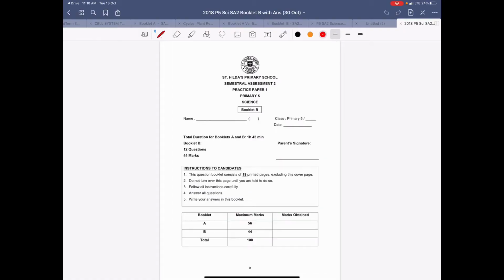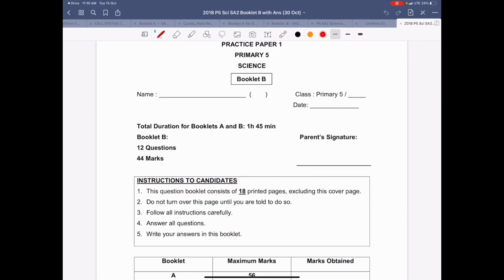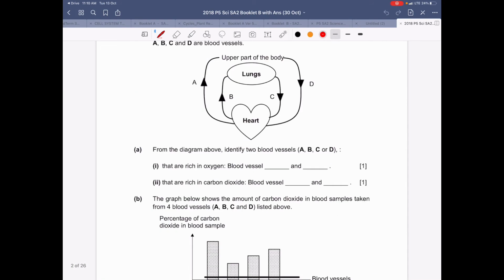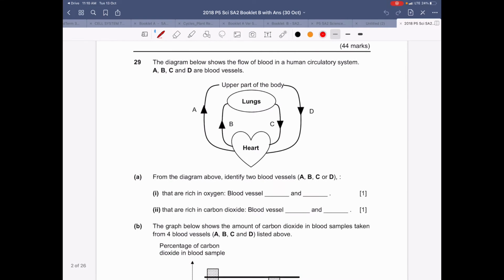Alright, let's go. Okay, so we're looking at practice paper 1, booklet B. Now, the diagram below shows the flow of blood in a human circulatory system. So straight off the top, you know the topic is the circulatory system. From the diagram, identify two blood vessels A, B, C or D that are rich in oxygen.